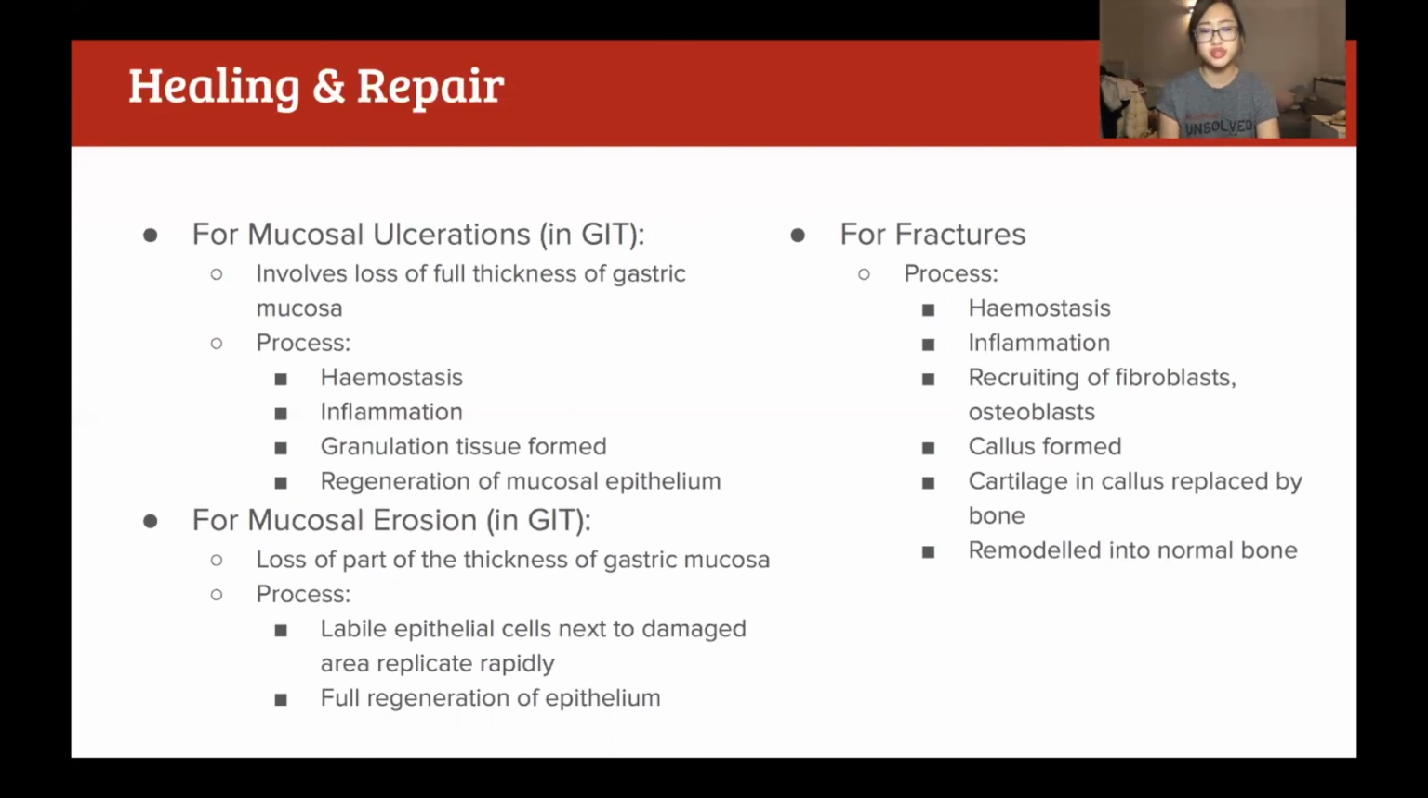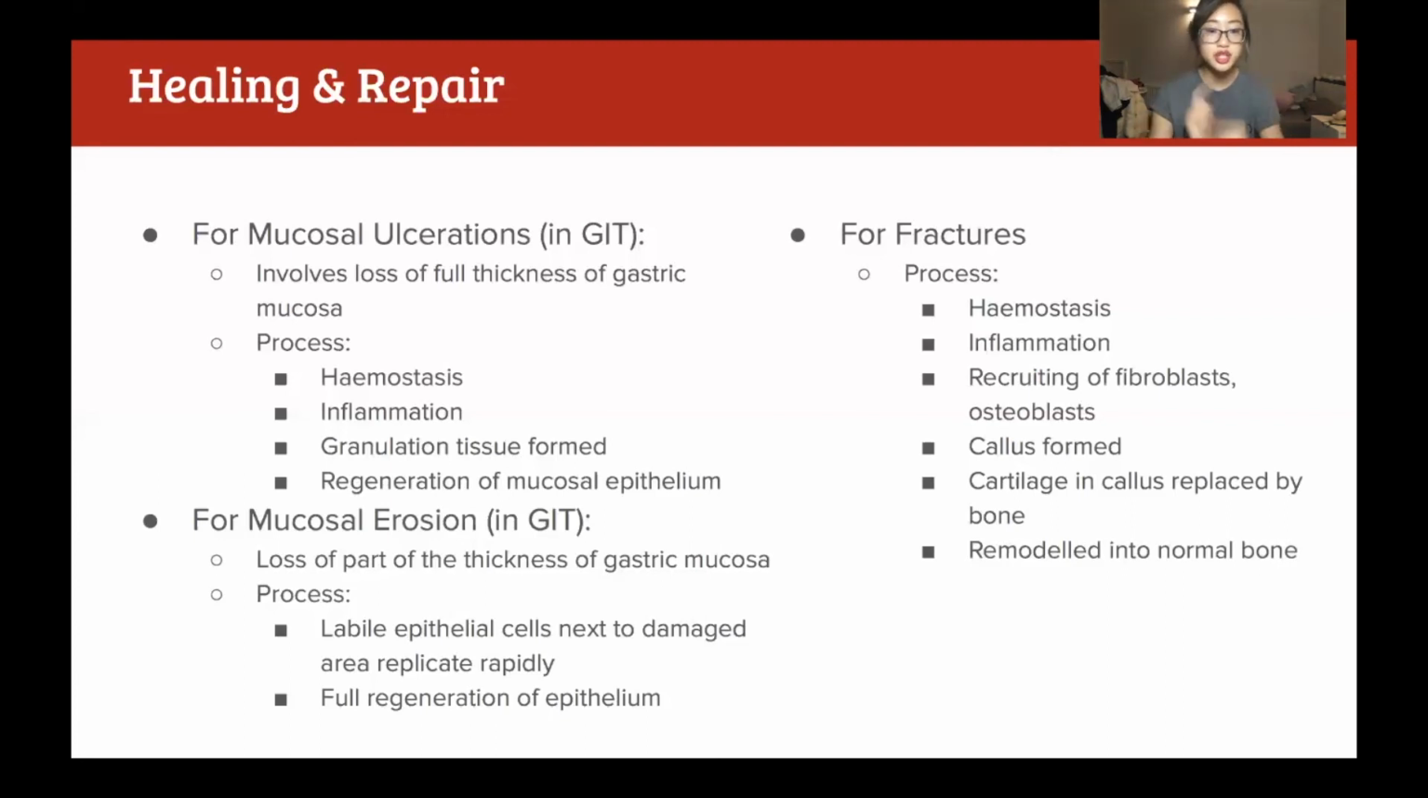Basically, we've talked about this already. It's hemostasis, inflammation, granulation tissue formed, and then regeneration of the mucosal epithelium. And why? You might be wondering, hey, wait a minute, you literally just burnt through the entire thickness of the gastric mucosa. How is it able to just regenerate like that?